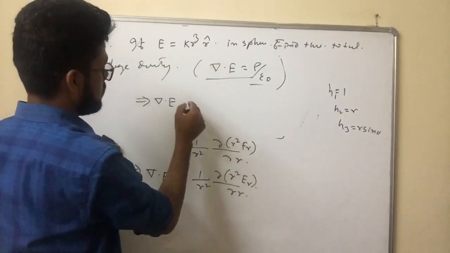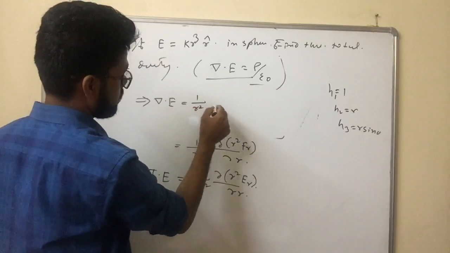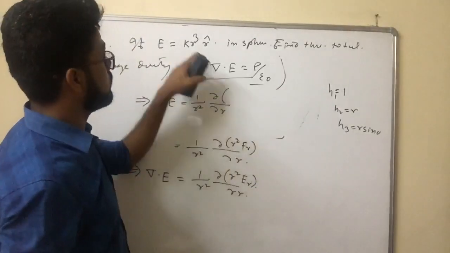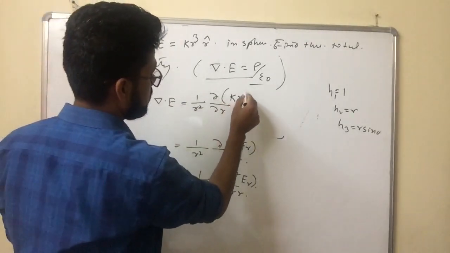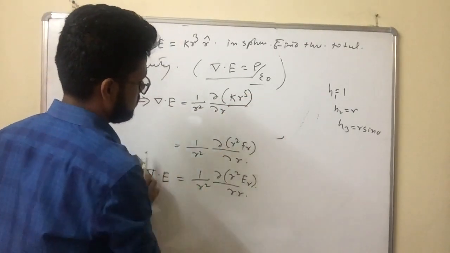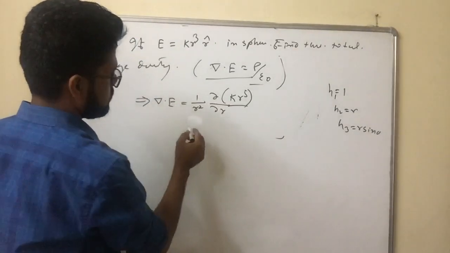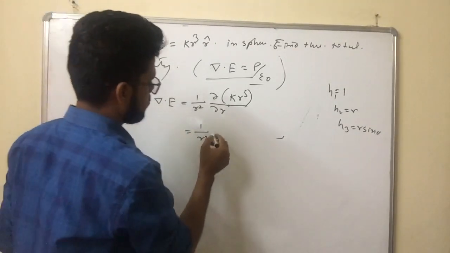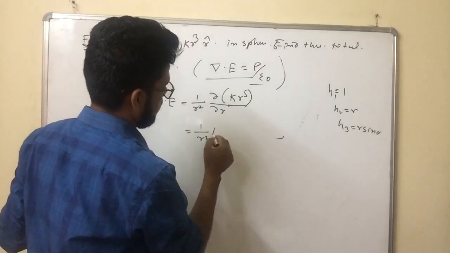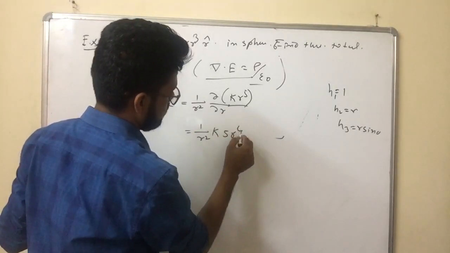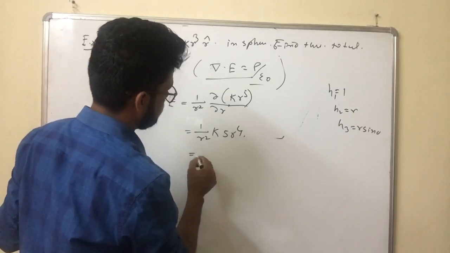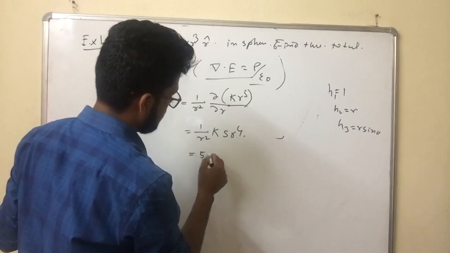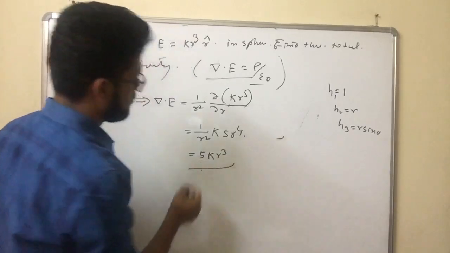So it will be 1 by r square d by dr. R square is already there, it will be k r to the power 5. Now you take the derivative. You will get k 5 r^4, 1 by r square. So r square cancels out, and we get 5k r cubed. This is the divergence.